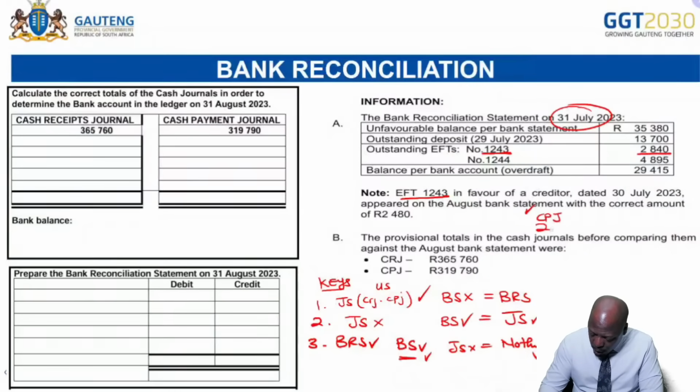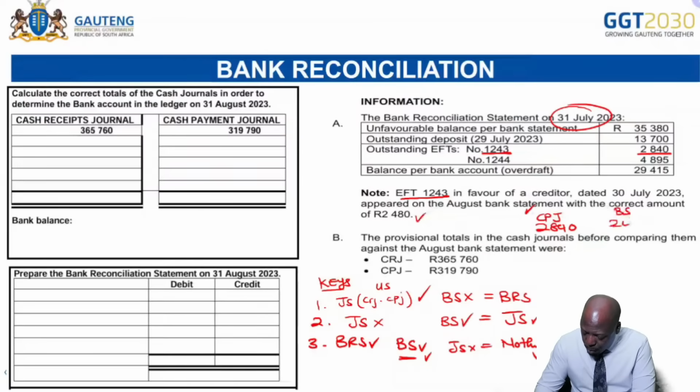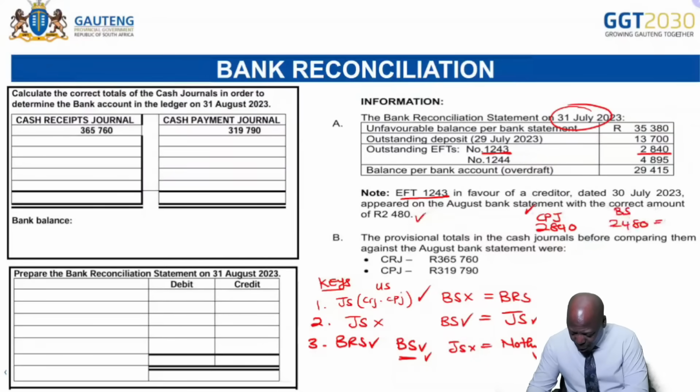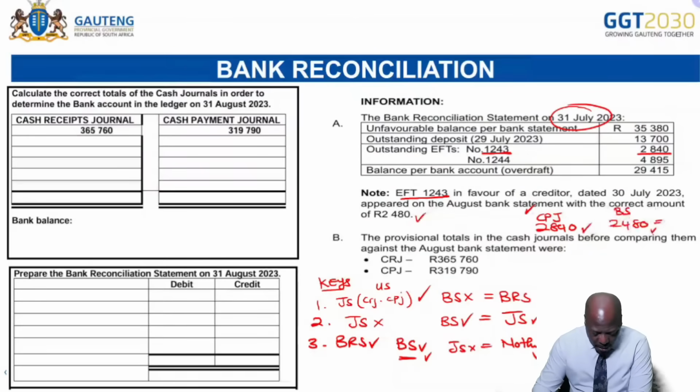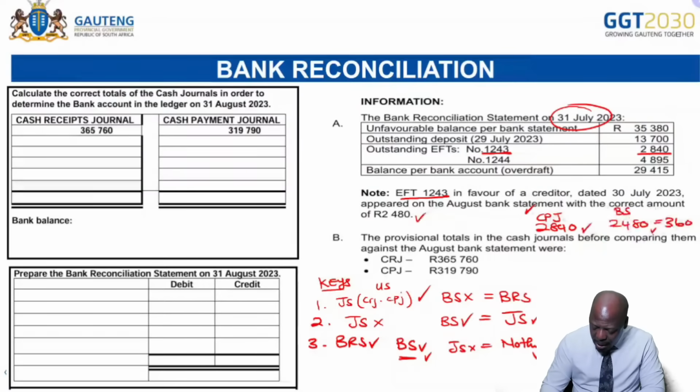So in the CPJ we recorded 2840, but now we are told that the amount appears on the bank statement with the correct amount of 2480. That is the correct amount. Now unfortunately I don't have my calculator anymore, so you say 2840 minus 2480, and the difference is going to give you 360. So it means we recorded more in our CPJ. You can see here our CPJ has more.